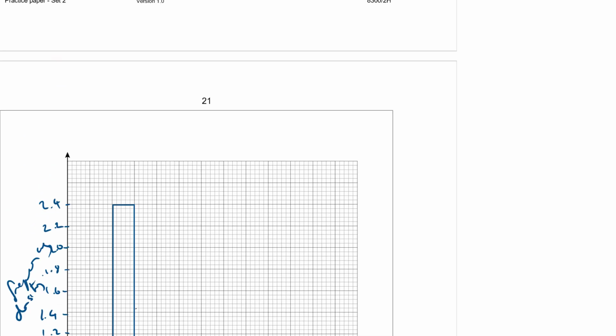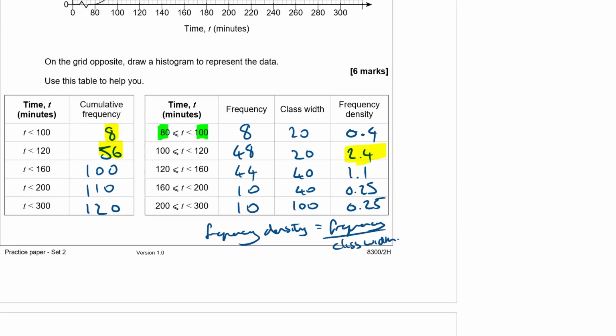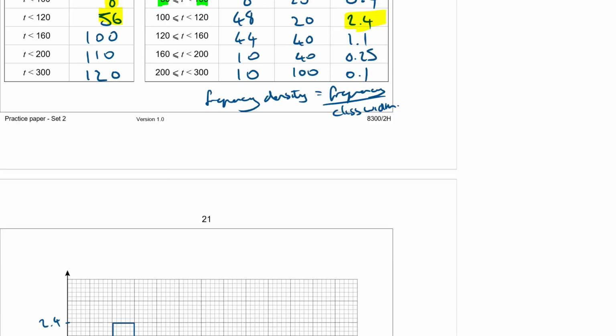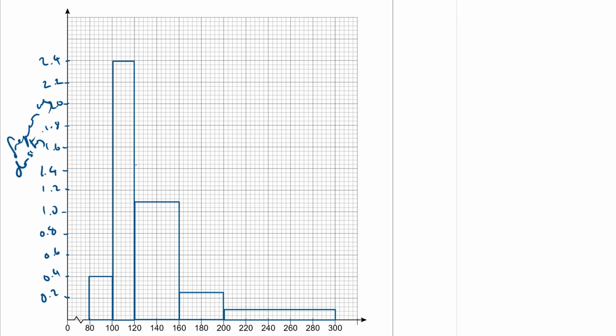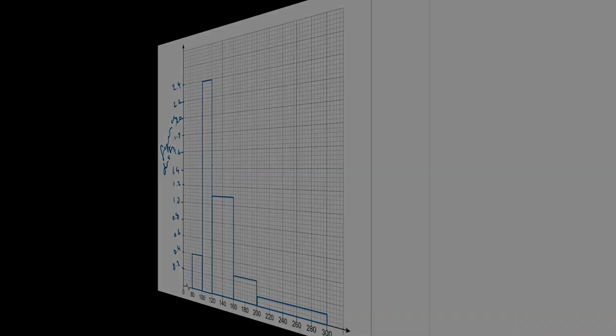And then finally, well, I've just noticed this one's wrong actually. That should be 10 divided by 100 is 0.1, isn't it? So correcting that, then 200 to 300 at a height of 0.1. So that completes my histogram.